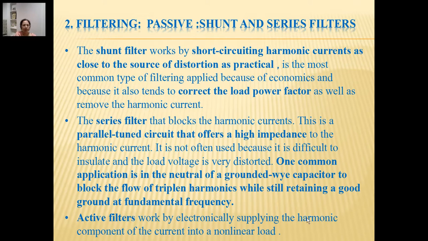and it also gives power factor correction. The second type of filter is the series filter, that blocks the harmonic currents because it is connected in series and it is a parallel tuned circuit that offers a high impedance to harmonic currents. As it is difficult to insulate and the load voltage is very distorted, it is not very often used. One common application is in the neutral of a grounded Y capacitor to block the flow of triplen harmonics while still remaining a good ground at fundamental frequency. This is a typical application of the series filter.